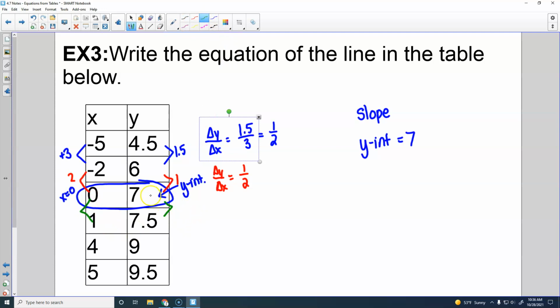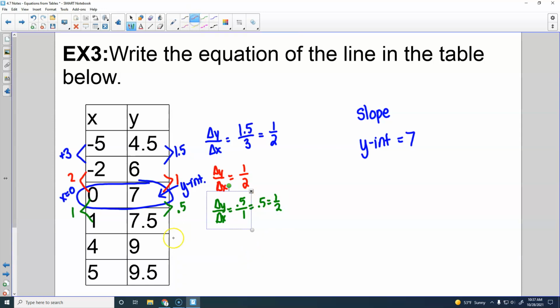Okay, Vince, how much do we go up by when we go from 7 to 7.5? All right, what about from 0 to 1? 1. And so change in y over change in x would be 0.5 over 1. And that is 0.5, but 0.5 equals 1/2, right? So we're still getting that 1/2.